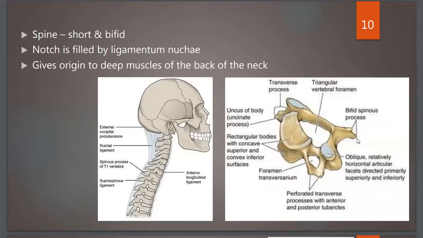Now see here, this posterior projection, whatever we see, you call it the spine, which is short and bifid. The notch is filled with the ligamentum nuchae. You can see, these are all spines: C1, C2, C3, C4, C5, C6. All spines give attachment to one structure called the ligamentum nuchae, and they also give origin to the deep muscles of the back of the neck.